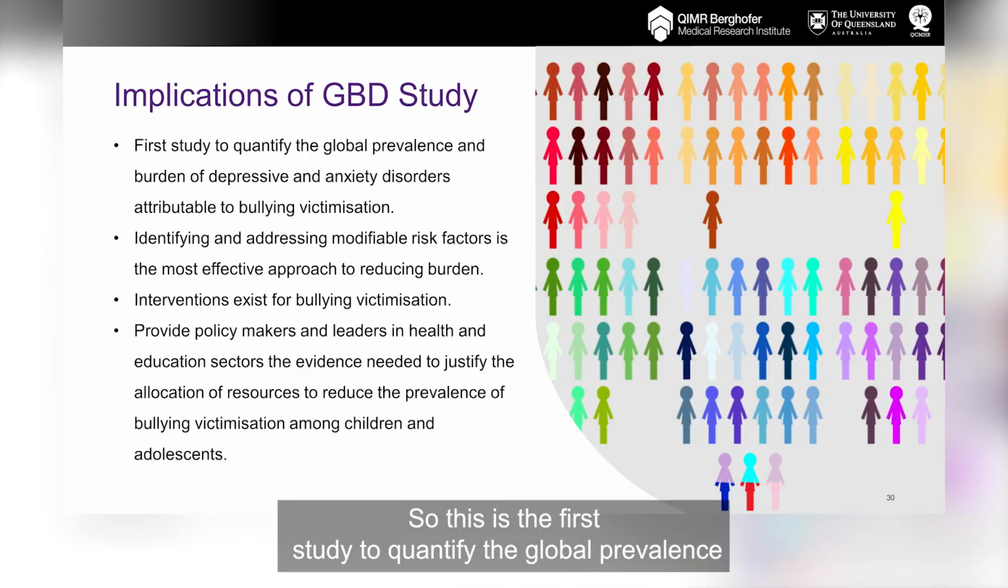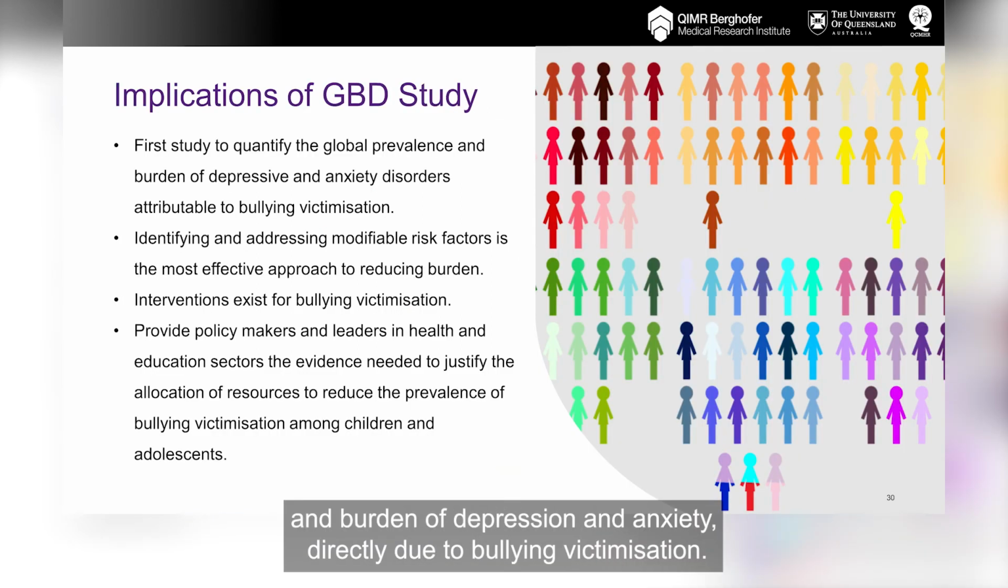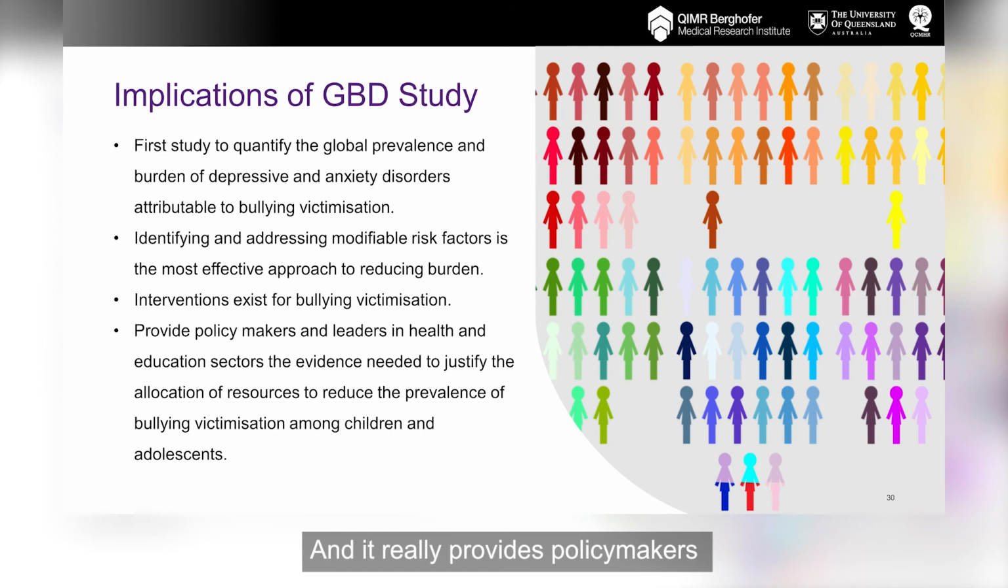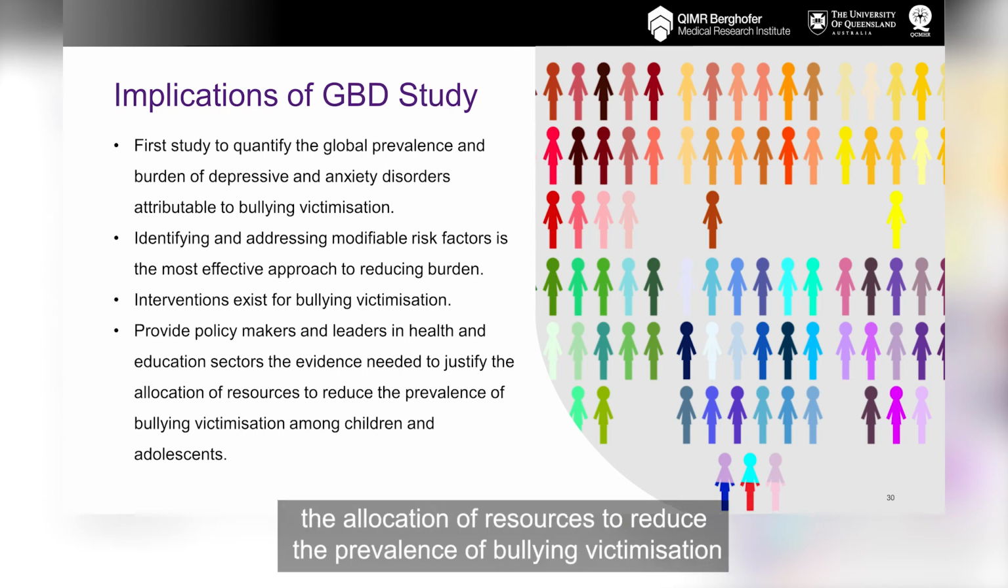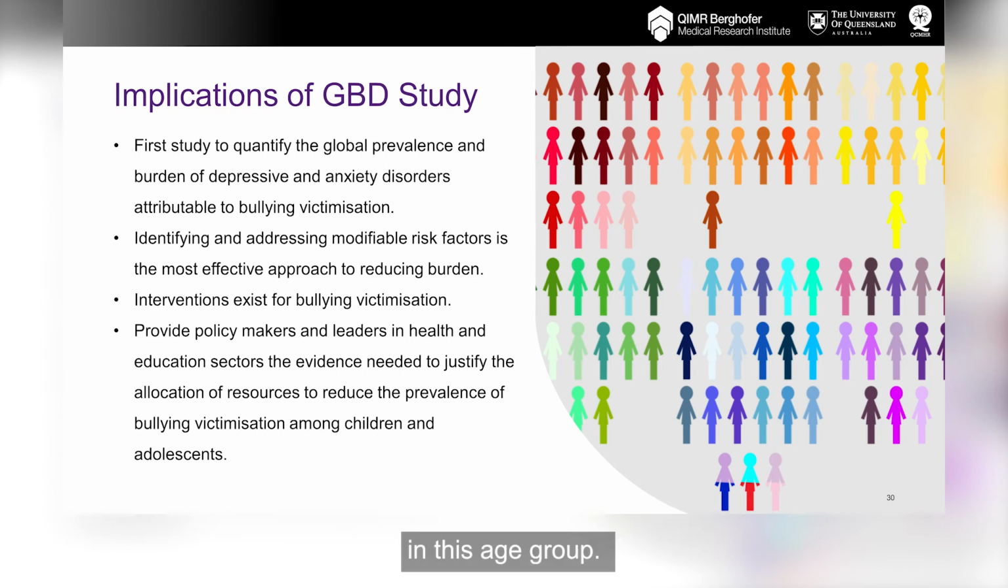So this was the first study to quantify the global prevalence and burden of depression and anxiety directly due to bullying victimization, and it really provides policymakers and leaders in both health and education sectors the evidence needed to justify the allocation of resources to reduce the prevalence of bullying victimization in this age group.